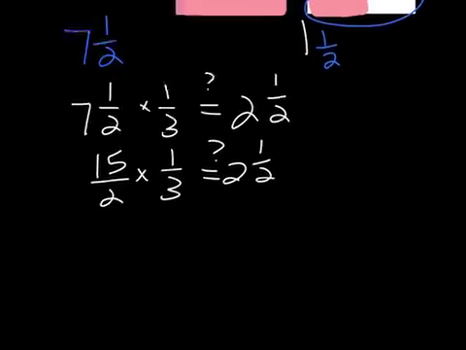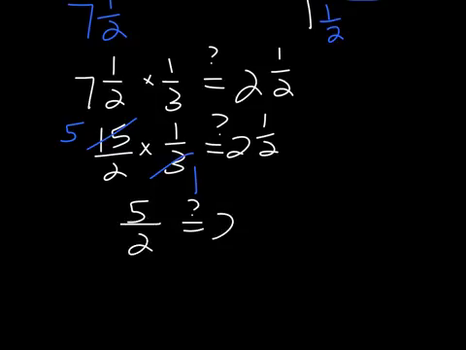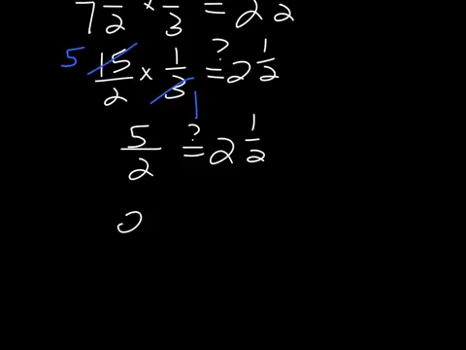And you can draw pictures for these too. Well, let's go ahead and reduce. Both can divide by 3, giving 5 and 1. And then let's multiply. So 5 times 1 is 5, and 2 times 1 is 2. So 5 halves. Is that equal to 2.5? Why, yes it is, because 5 halves is 2.5. So you put that back into a mixed number. 2.5 equals 2.5. So we are correct.